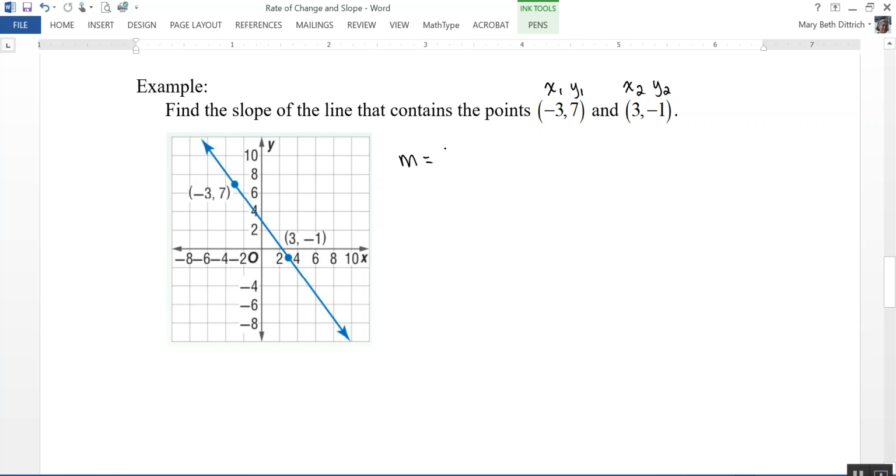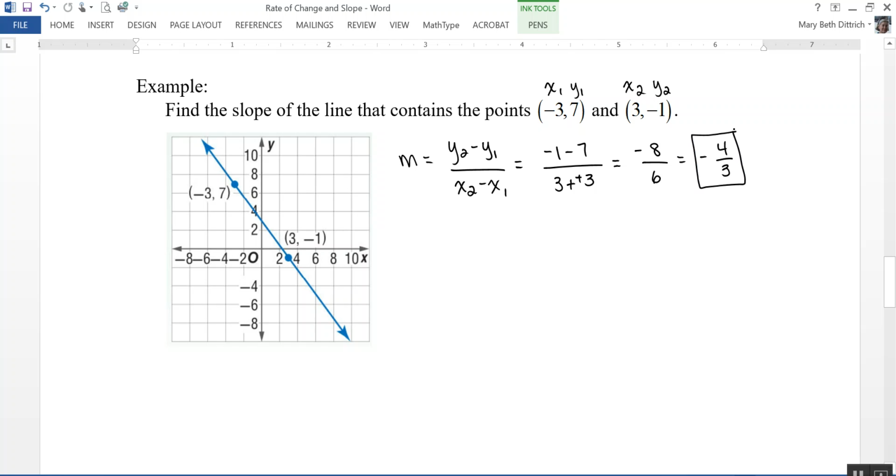Now the formula we had was the slope equals the change in y over the change in x. So I can calculate that by plugging in the numbers. I have -1 minus 7 over 3 minus a -3. And remember, subtracting a negative makes it a positive. So that's going to give me -8 over 6. Simplifying that fraction gives me -4 over 3. You can put your negative sign on the top, on the bottom, or out front. Let's see what that looks like with respect to the graph here.